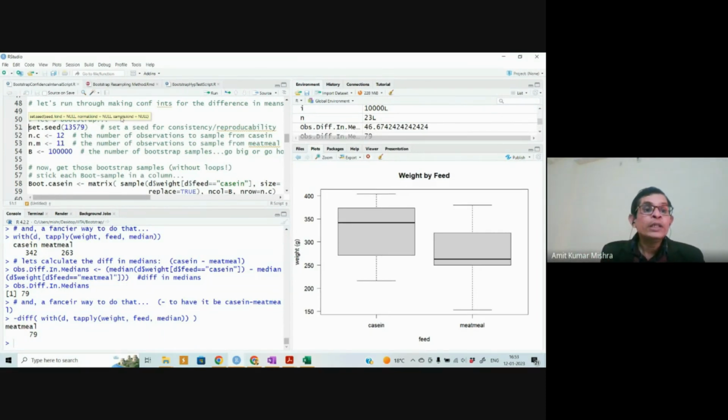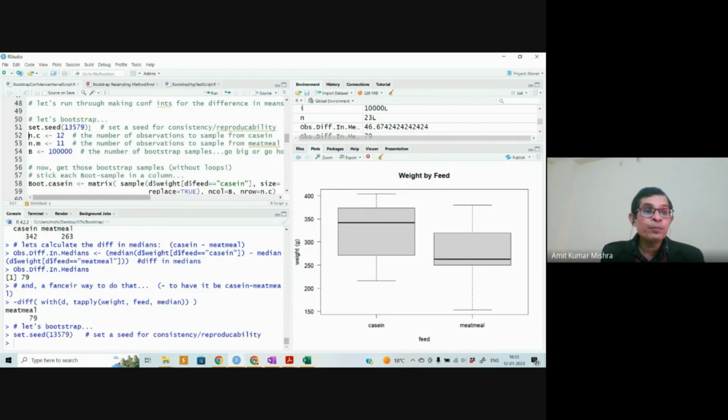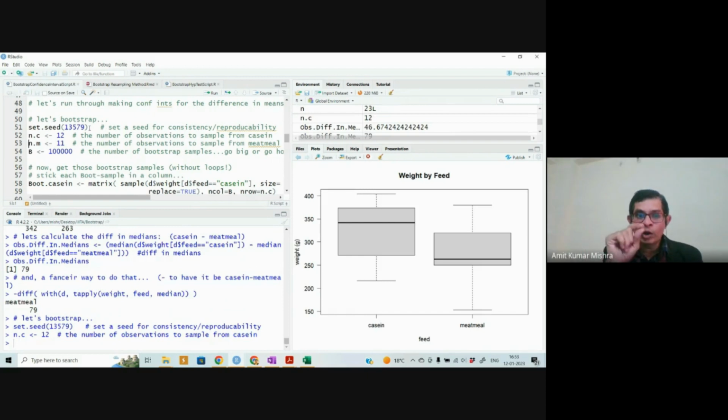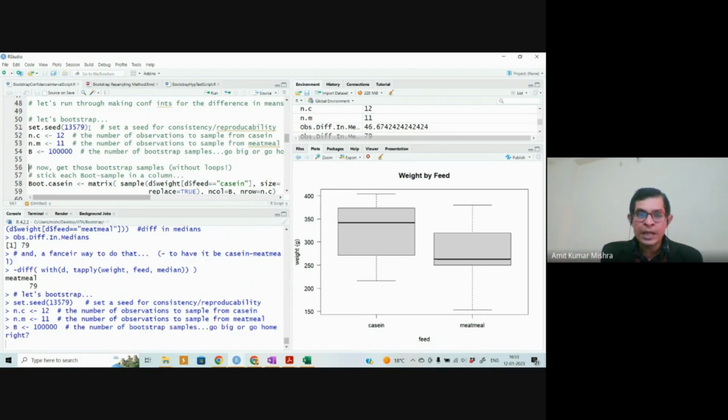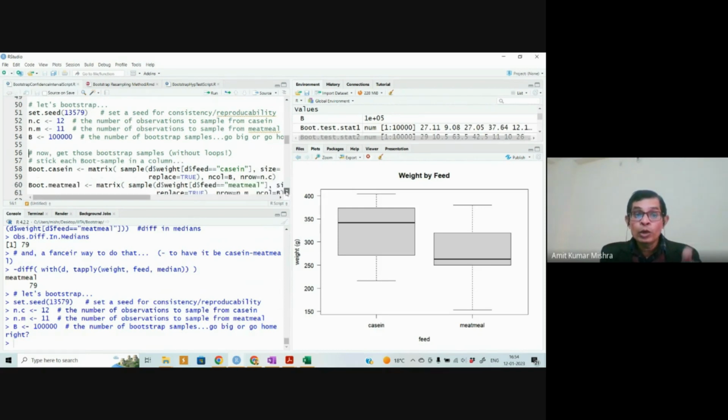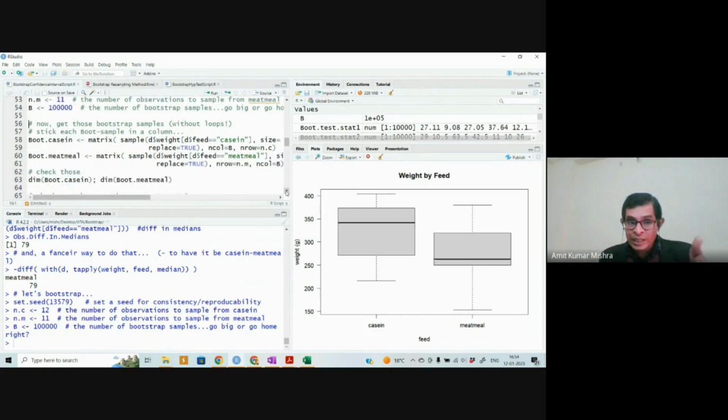Okay. So you fix the seed. n.c means the chicks getting casein as a meal, so there are 12 observations. n.m means the chicks getting meat meal, there are 11 observations. And B I am fixing again at 10,000. Now you have to take the sample from casein and meat meal separately, because there is no null hypothesis. You have to take the samples separately.